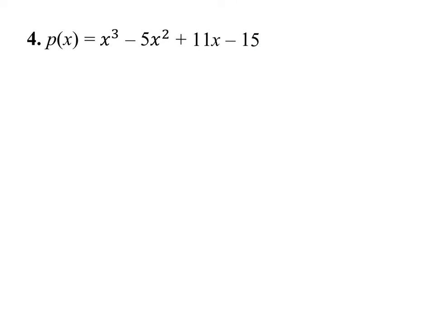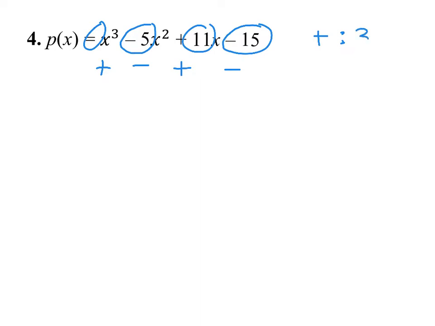For number 4, it doesn't look like factoring by grouping will work. This number multiplied by 3 is that number. But if we multiply 1 by 3, we do not get 11, so the ratios don't match up. So let's check the sign changes first. Positive, negative, positive, negative. So that is 3 changes. So we're going to have 3 or 1 positive roots.